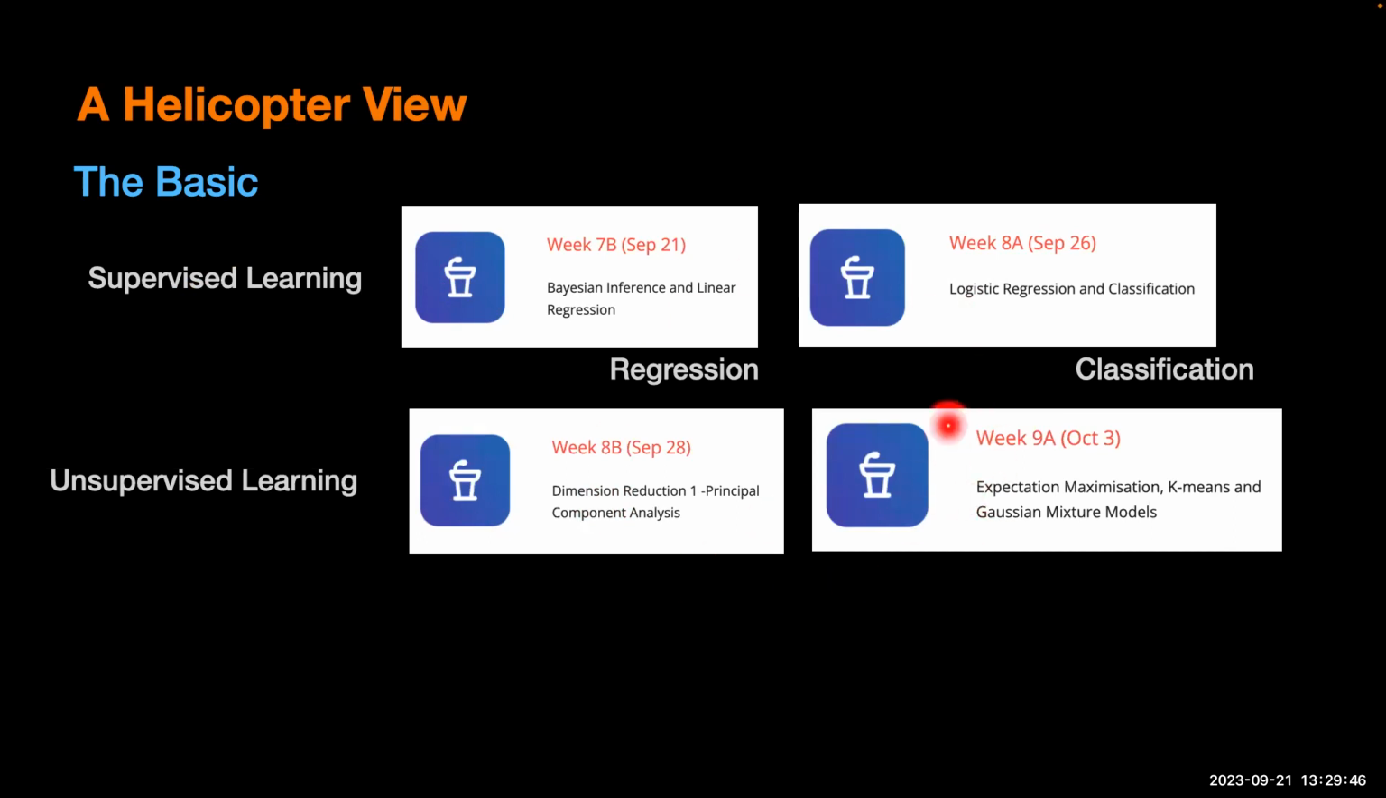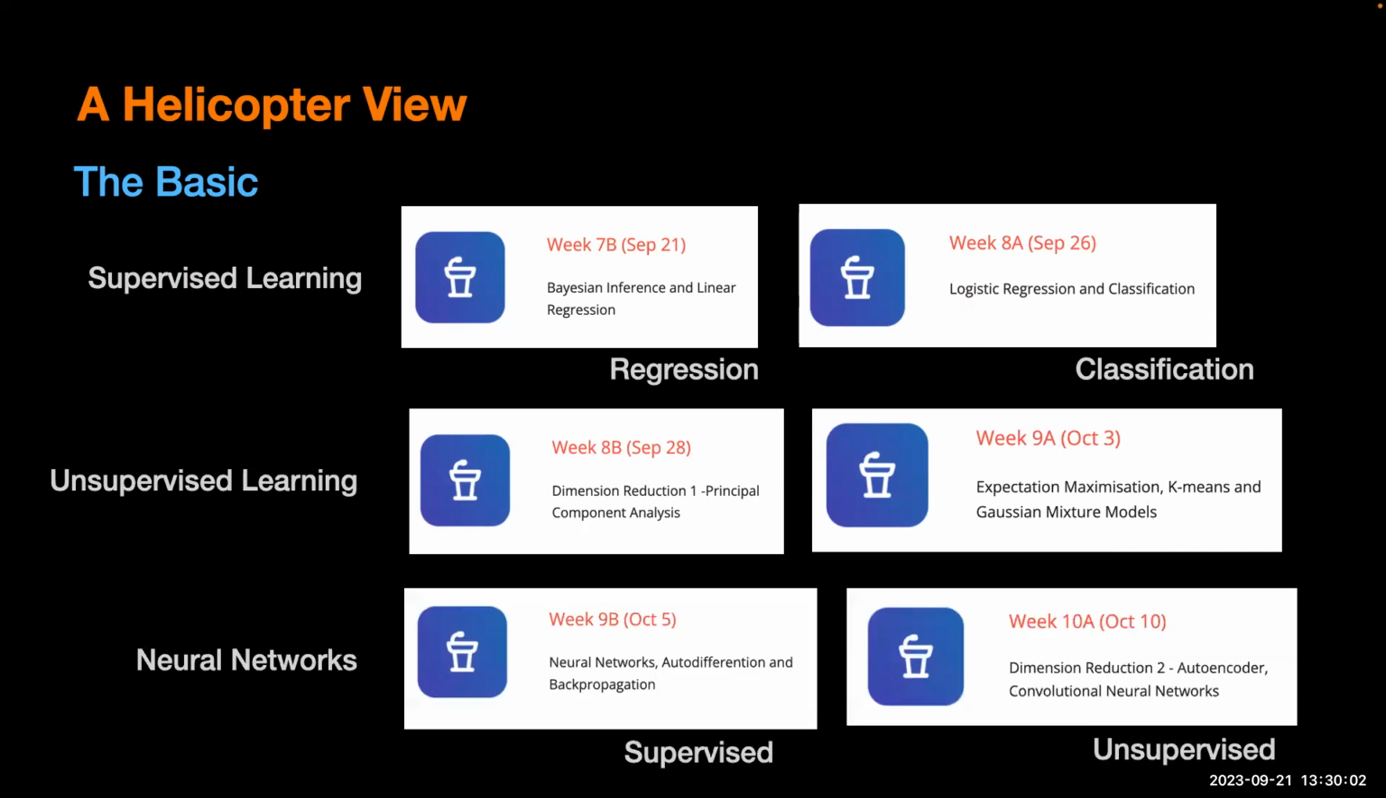These four lectures will give you a flavor of all these very different tasks that we care about in astronomy. But of course, this is the absolute basic set of tools that you can have for machine learning. And then we go into something slightly more fun, which is neural networks.